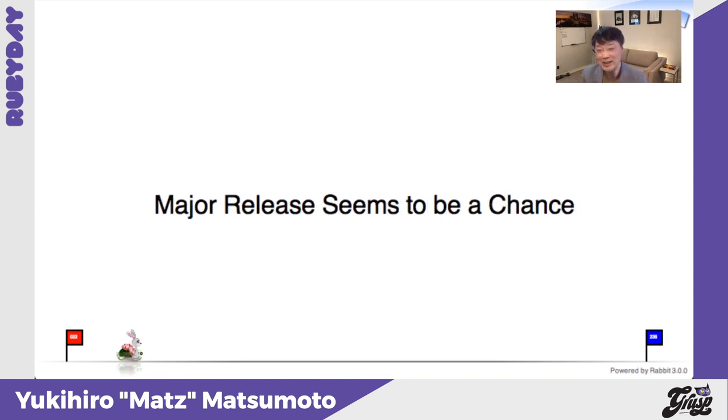Once in a while, we release major versions like 2.0, 3.0. Those major releases seem to be a chance to fix those mistakes. I am very tempted to fix those bugs, those mistakes, even breaking existing programs. Okay, it's a major release. Probably it might be okay to break the language if it's not, you know, lethal or serious. But history told us it's not the way.